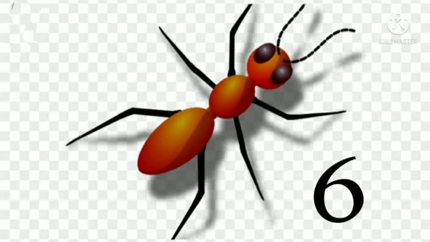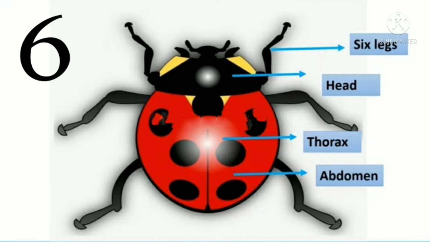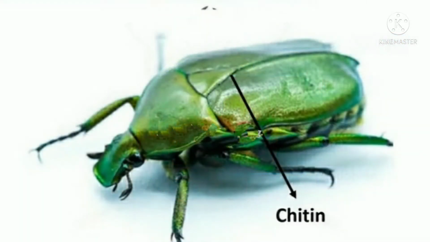Okay. Children, how many legs does an ant have? 6 legs, isn't it? Insects have 6 legs and their body is divided into 3 parts, that is head, thorax and abdomen. Most insects have a hard outer covering made up of a material called chitin. A few insects such as mosquitoes and butterflies can fly. Okay.